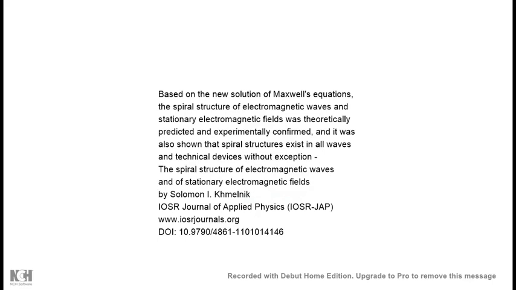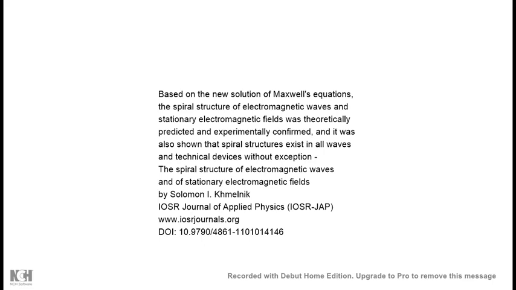But have a look at this. This I've taken from the spiral structure of electromagnetic waves and of stationary electromagnetic fields by Solomon I. Khmelnik. I hope that's the correct pronunciation. I apologise if it isn't. But in this paper, you can see this paper here. If you want to take a note of that, you can look up this paper. This is based on the new solution of Maxwell's equations. The spiral structure of electromagnetic waves and stationary electromagnetic fields was theoretically predicted and experimentally confirmed, and it was also shown that spiral structures exist in all waves and technical devices without exception.